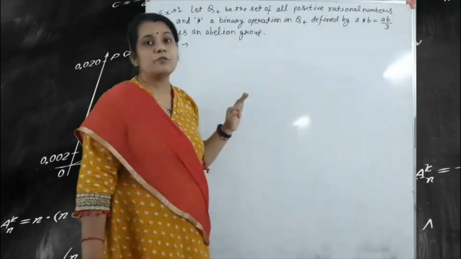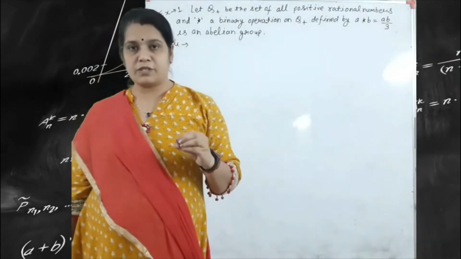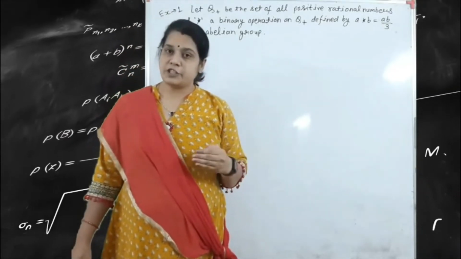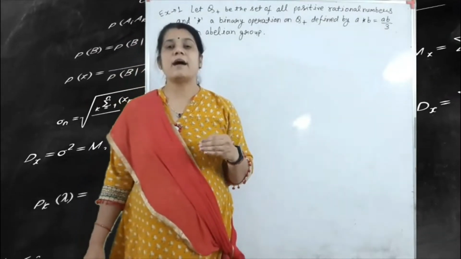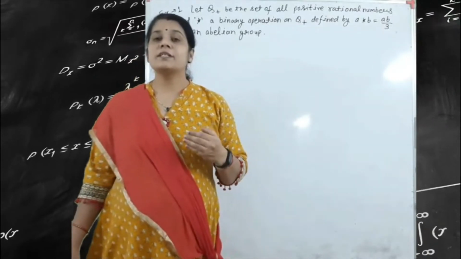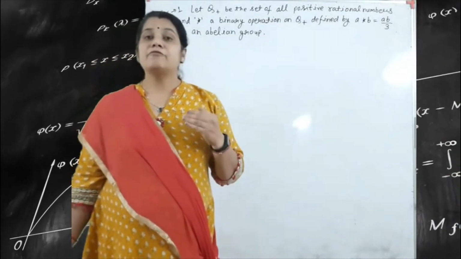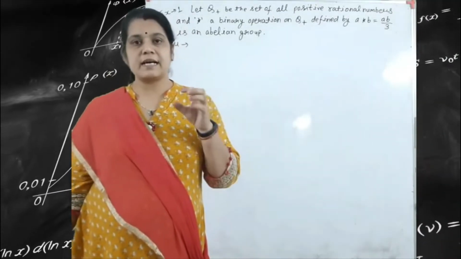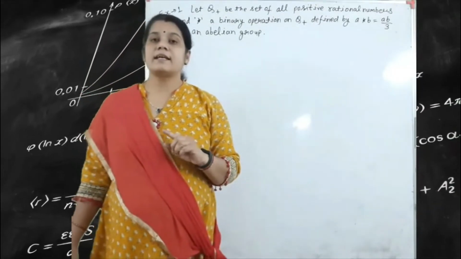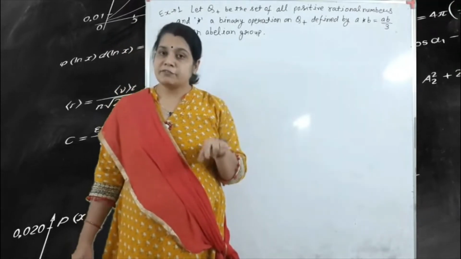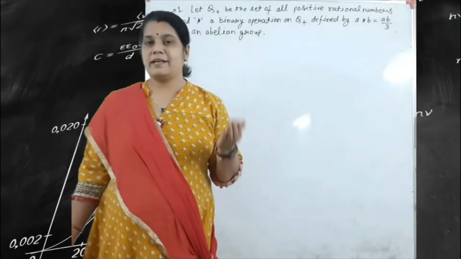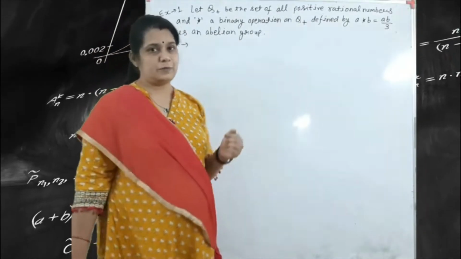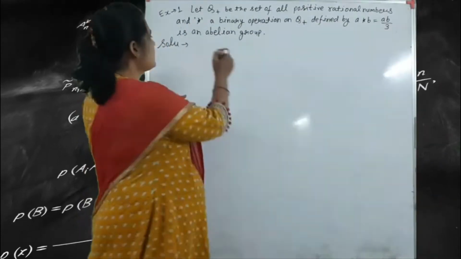In the abelian group we have to find the five properties. First one is the closure property. Second one is the associative property. Third one is the identity property. Fourth one is the inverse property. And fifth one is the commutative property. So if the first four properties are satisfied, then we can say that this is a group. But if the fifth property is also satisfied, then we can say that this is an abelian group. Okay. So solution is number one.